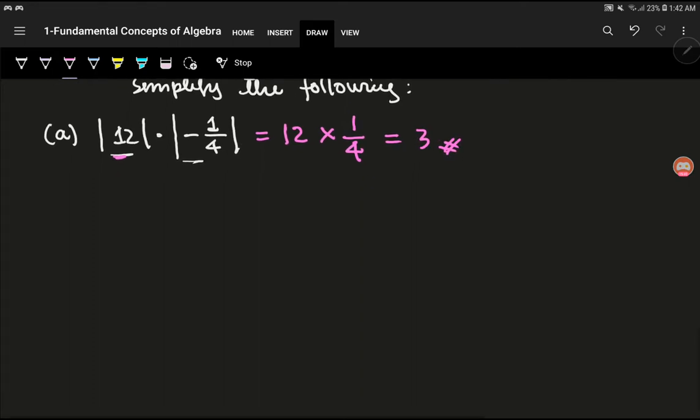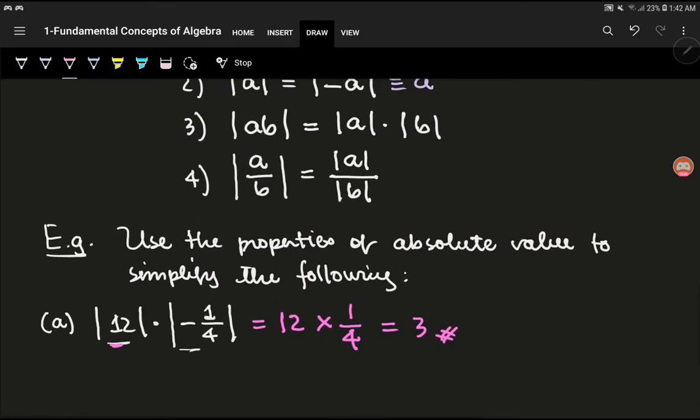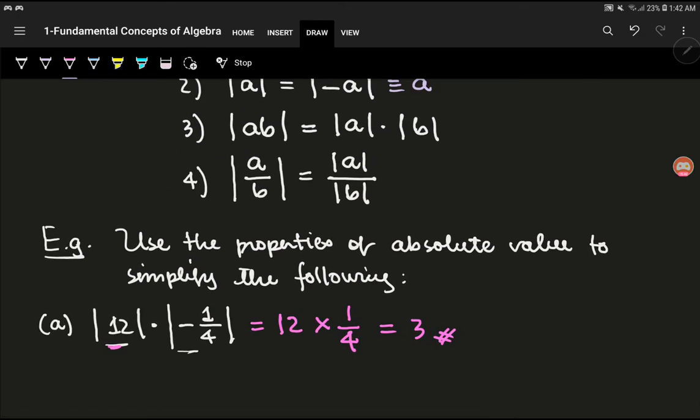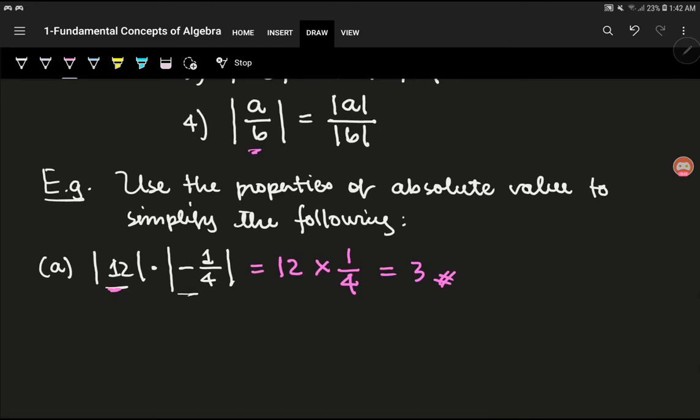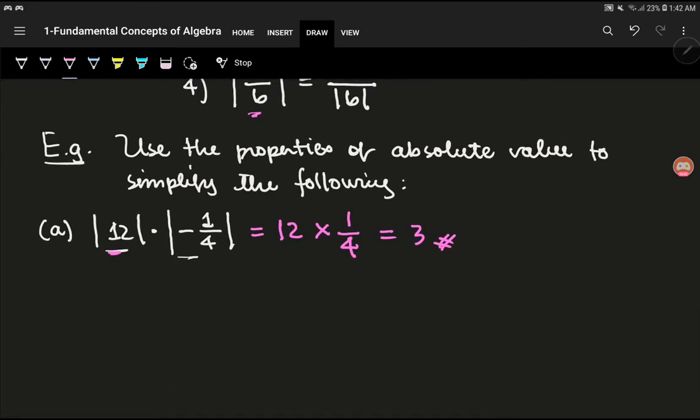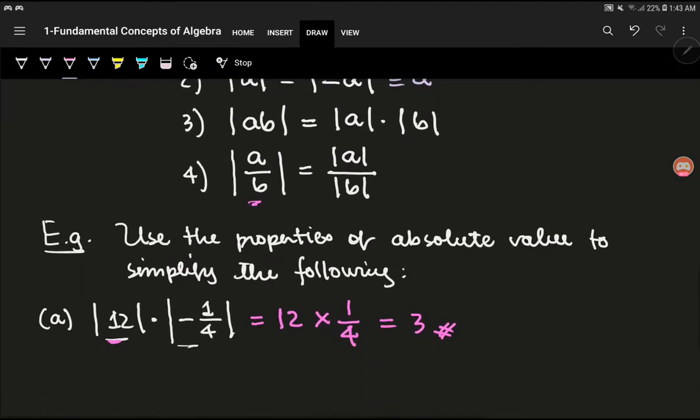Alright. So you can also use the properties. For the second absolute value, you can use the fourth property here, but it will be a long step. So if you are confident that you can skip some steps, please skip them. Unless you are not confident enough to skip, better you just follow these properties.